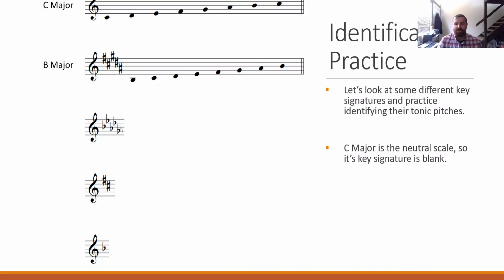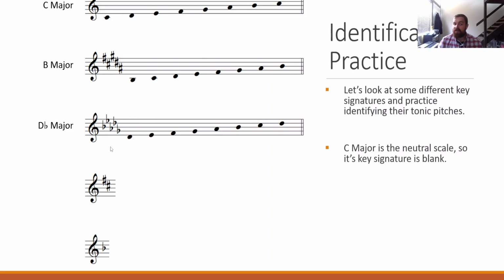So we have 5 flats here. Pause the video now and try this one out. So we have B flat, E flat, A flat, D flat, and G flat. The penultimate flat, the second from the end flat, is D flat. Conveniently, that's all we have to do. That's our tonic. D flat major.